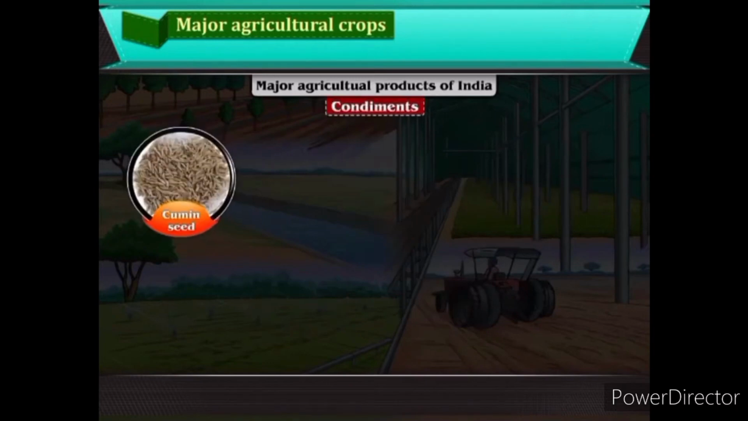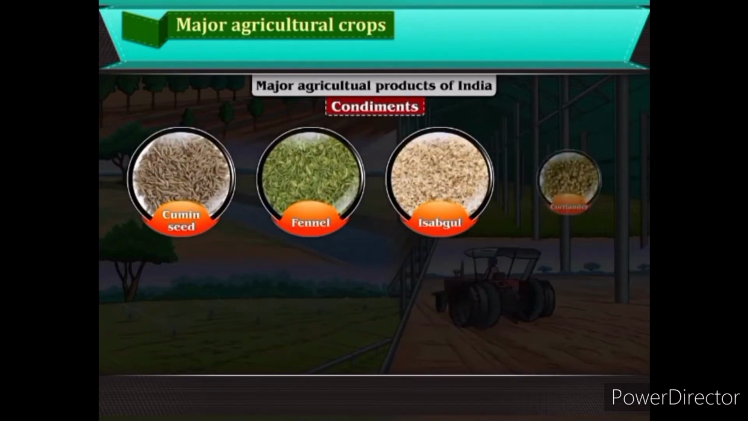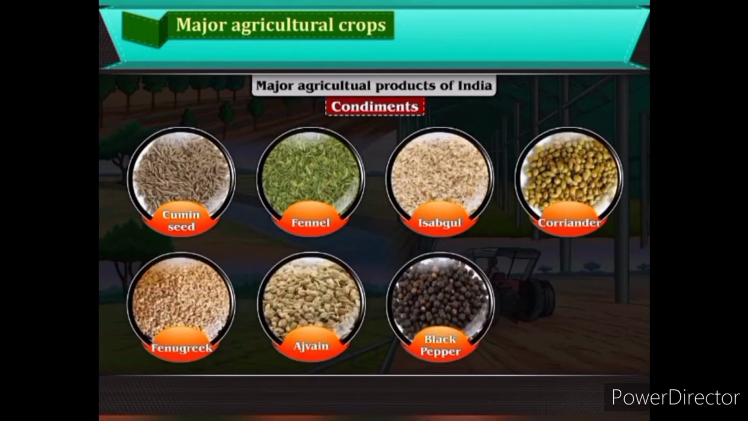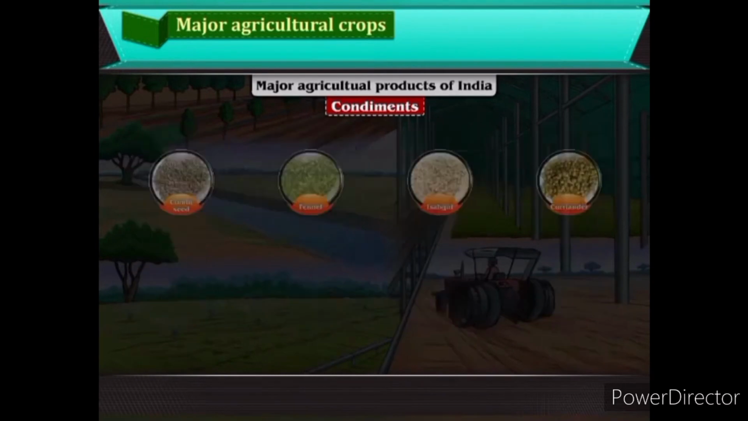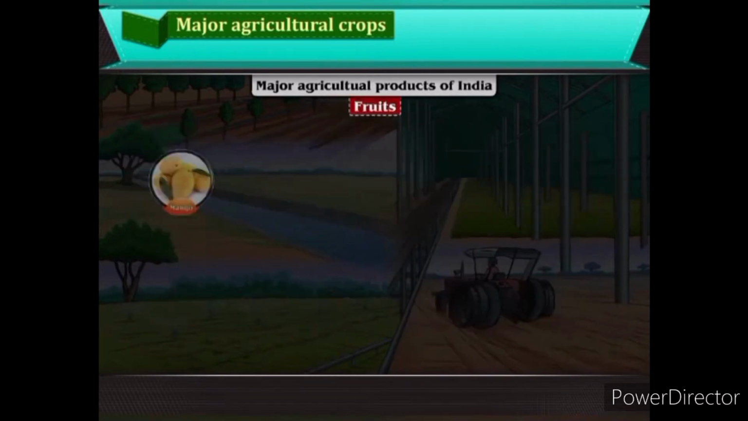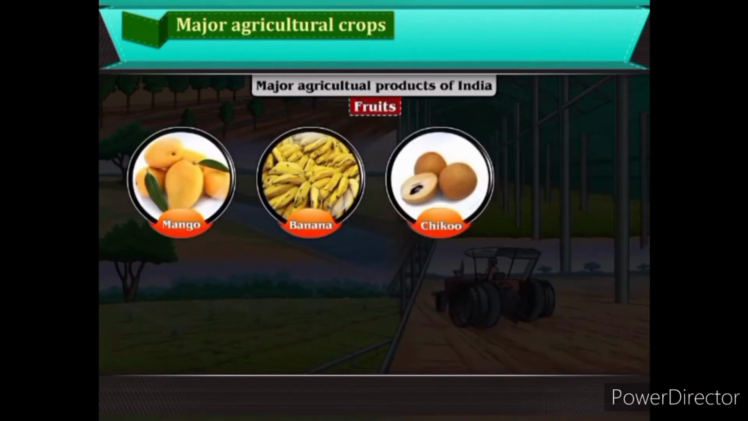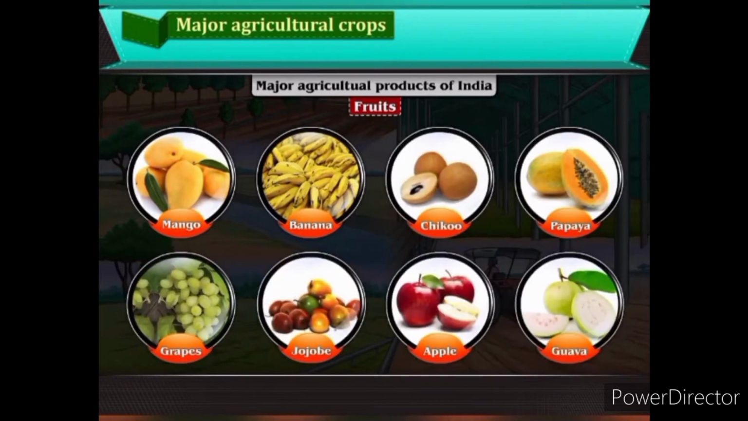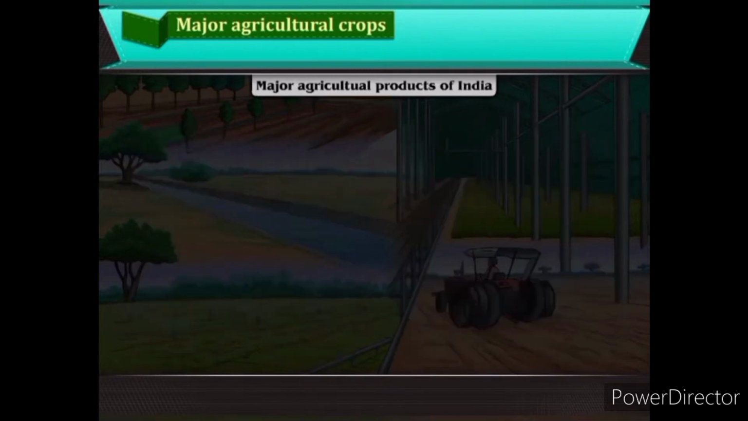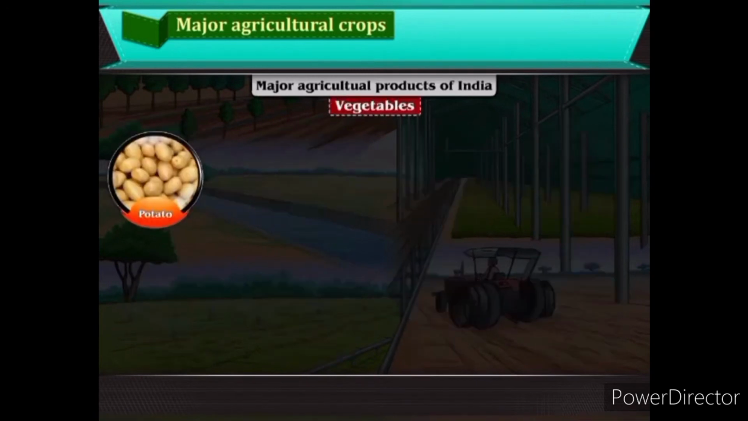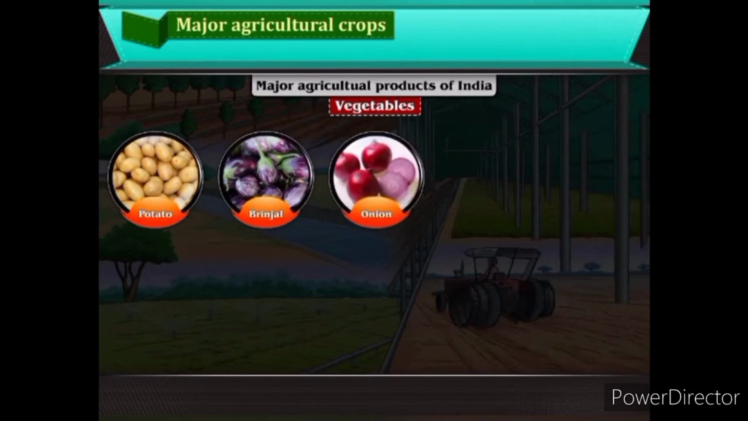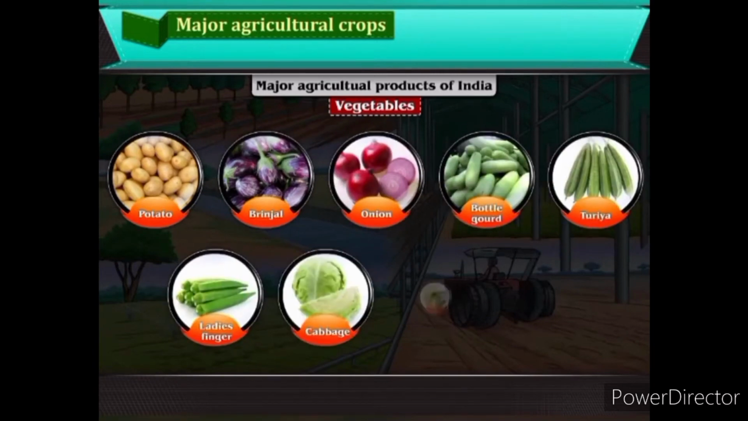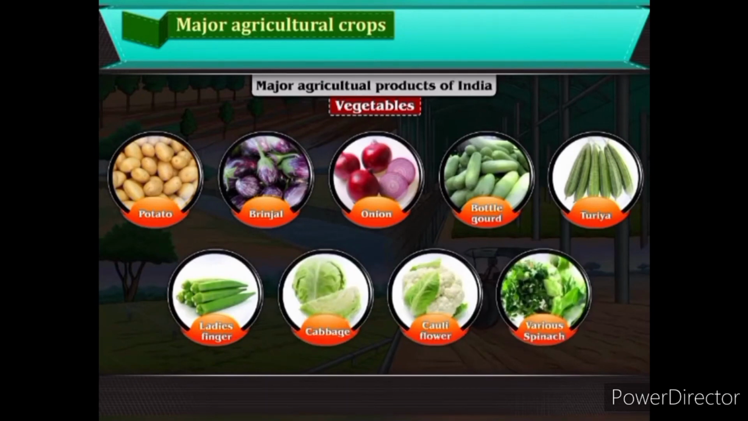Condiments: cumin seed, fennel, isabgol, coriander, fenugreek, ajwain, black pepper, garlic. Fruits: mango, banana, chiku, papaya, grape, jojoba, apple, guava. Vegetables: potato, brinjal, onion, bottle gourd, turia, lady's finger, cabbage, cauliflower, various spinach.